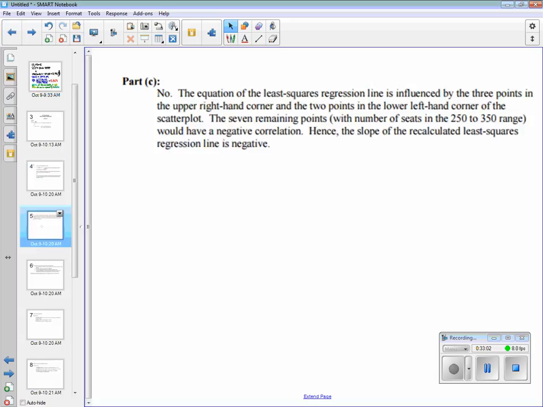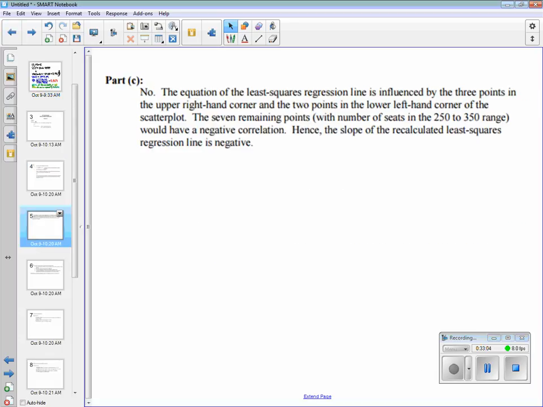All right. Part C, the answer was no. Because it asks you here, I'll read it. It says, does the line shown in the scatter plot provide the best description for the data in this particular range from 250 to 350? And the answer is no, because the line is influenced by the 3 points on the upper right-hand corner, right? Because of that, which is outside of that data range, if those 3 points weren't there, it would be a different looking line. Okay?